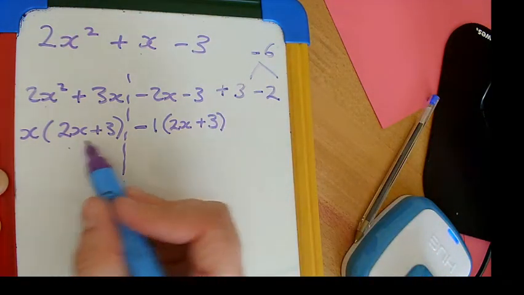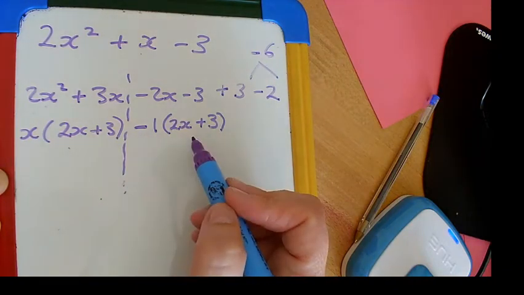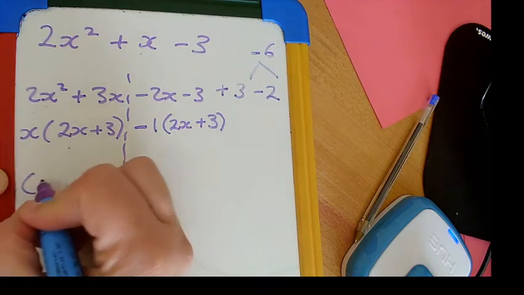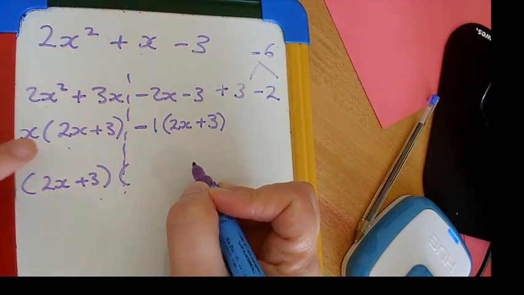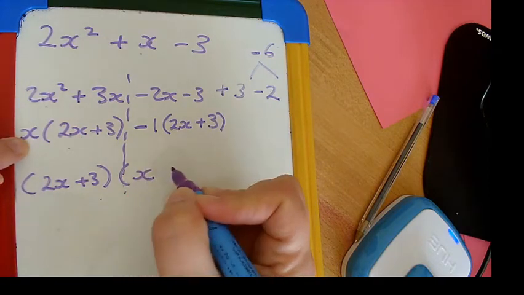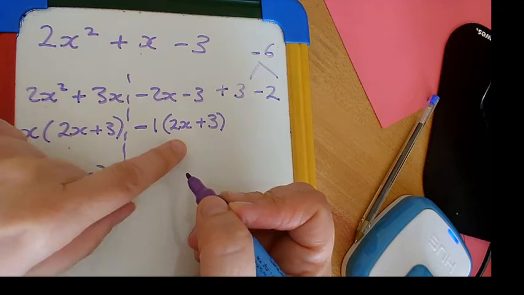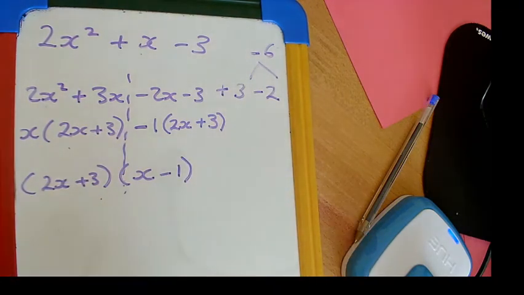Now, once again, I've got a common bracket. This has to happen, by the way. If there's no common bracket, it's failed. So I've got 2x plus 3 is my bracket. Now, if I take 2x plus 3 out of this one, what am I left with? An x. And 2x plus 3 here means I'm left with a minus 1. And there we go. Factorized.